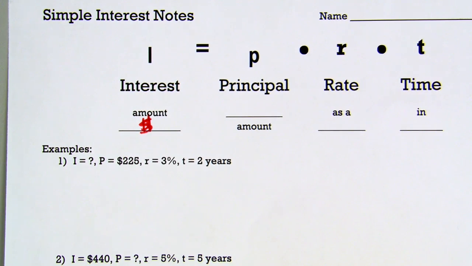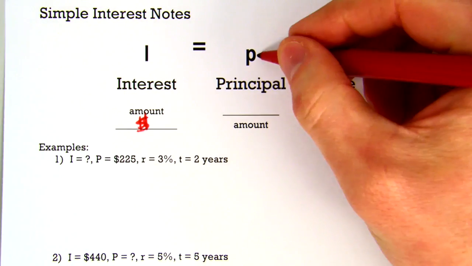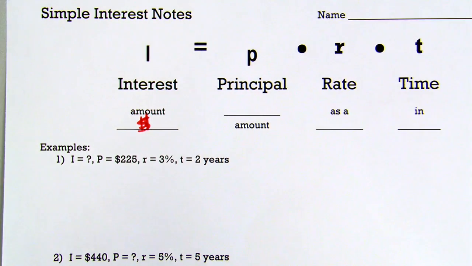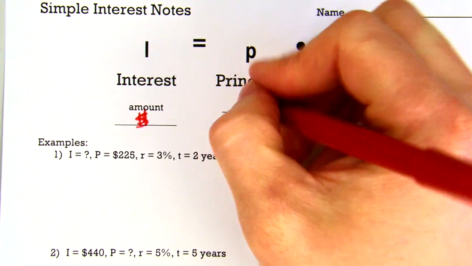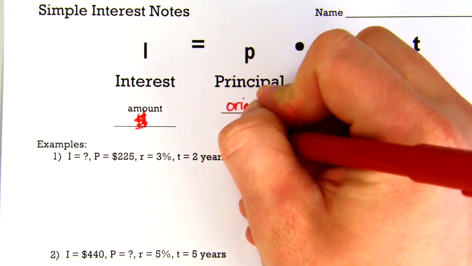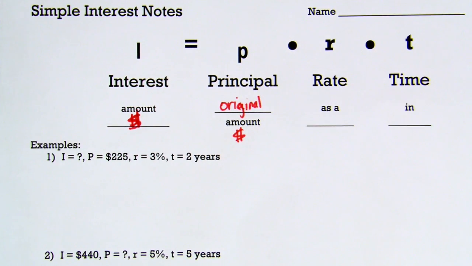I equals your principal times your rate times your time. Your principal is the amount of money you would invest or deposit into an account. It's the original amount, and that is also written in dollar form.